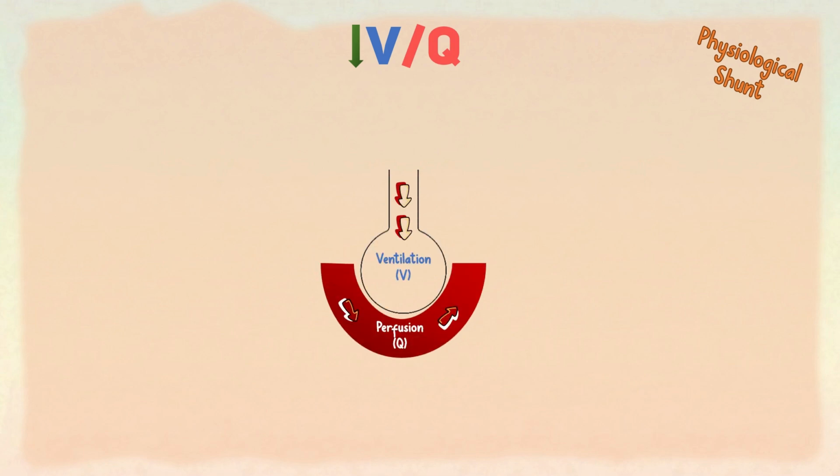Now, on the flip side, ventilation-perfusion mismatch results in a shunt. Shunt is the opposite of what we just discussed, the dead space. It occurs if alveolar capillaries are perfused in an area of the lung that is not ventilated. For example, when an airway is blocked, a physiological shunt is present.